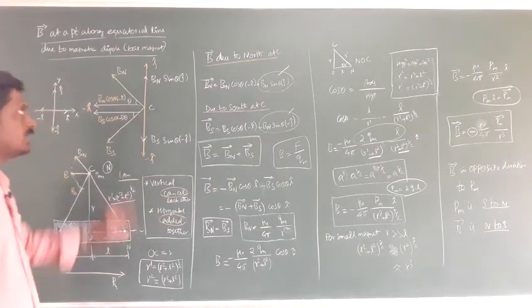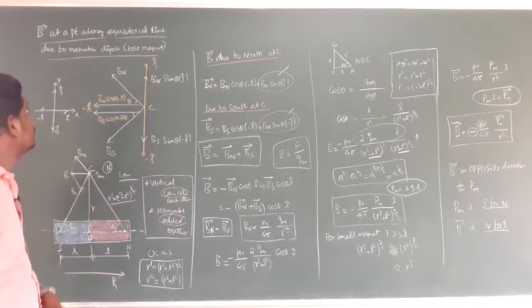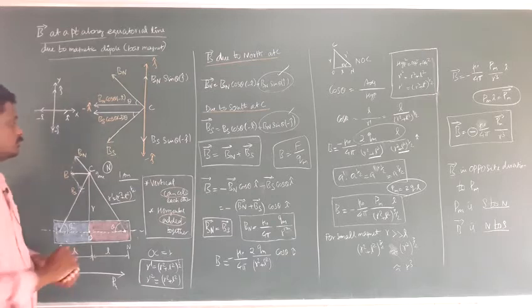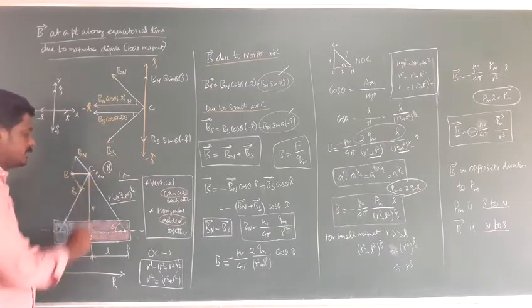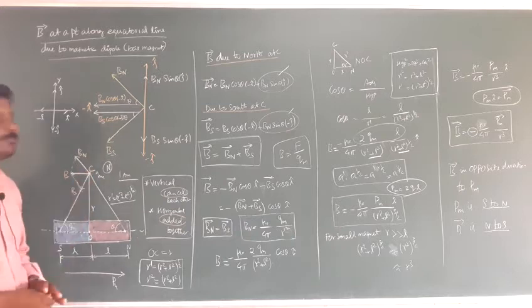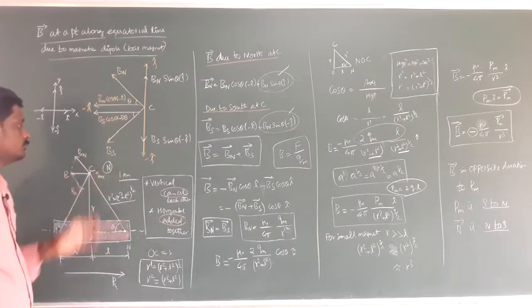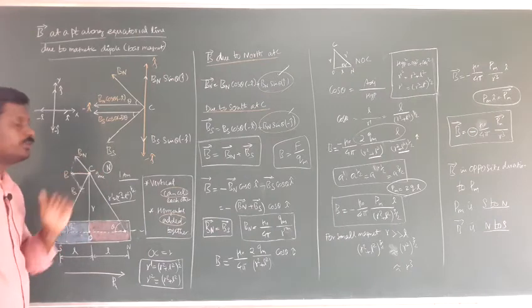In this class we are going to discuss the magnetic field at a point along the equatorial line due to a magnetic dipole. Consider a bar magnet. Point C is on the equatorial line of the bar magnet. At point C we place a north pole of pole strength 1 ampere meter, so the pole strength is Qm.